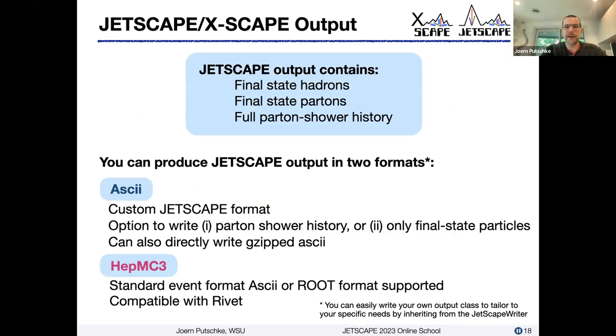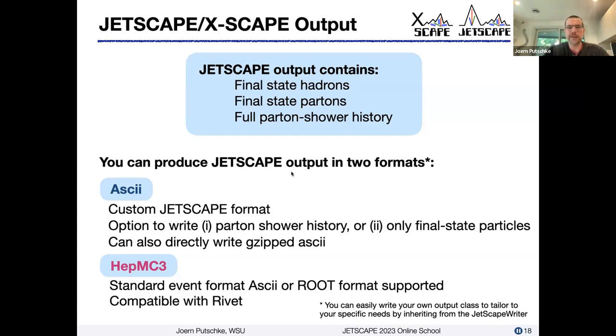Broadly speaking, for JETSCAPE and XSCAPE, there's no change. The output and the data structures are identical between them. In principle, we have two broad output formats. And they usually contain the final state hadrons, the final state partons, and depending on the exact format, also the full parton shower history.